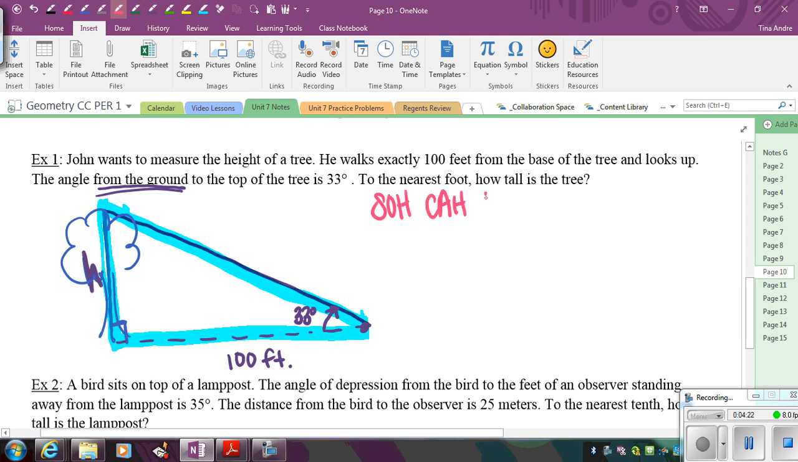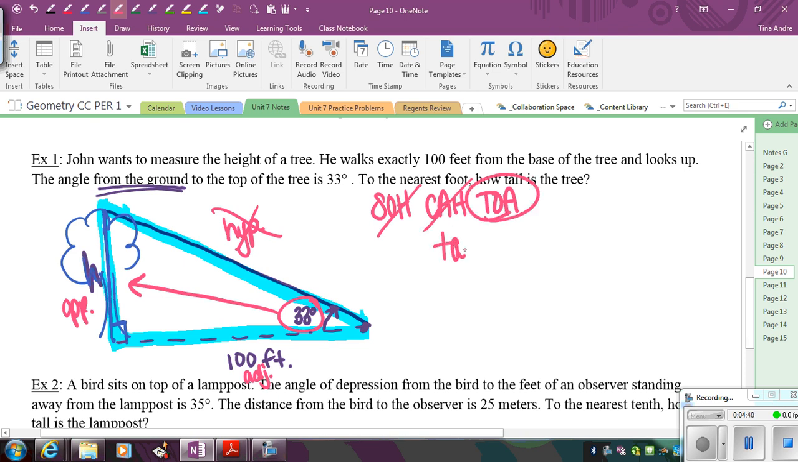So if we look at our angle that they gave us, this is a 33. Label our sides with respect to that angle. So this is the opposite, this is the adjacent, this is the hypotenuse. We have nothing on the hypotenuse, and we're not trying to find it, so we won't be using anything with an h in it. So we'll be using tan. So it's going to be tan of the angle is equal to the opposite, h, over the adjacent, which is 100. Making sure you guys are writing this out. Do not forget any of these steps. You need to write your equation.